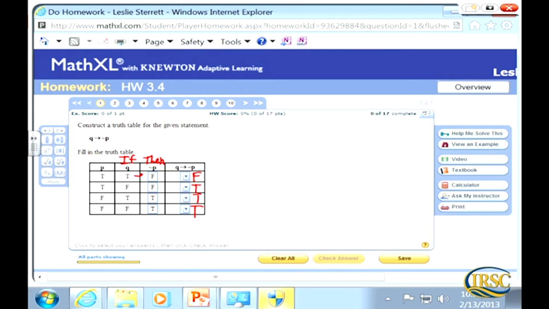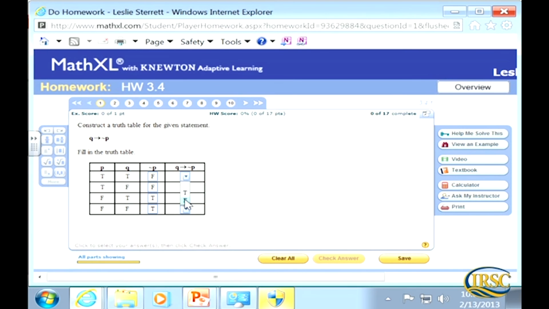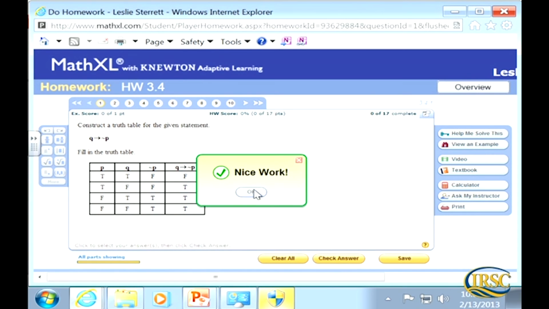And if you like to draw the little arrows in there, that's fine if that helps you as well. So we had false, true, true, true, correct? Nice work.